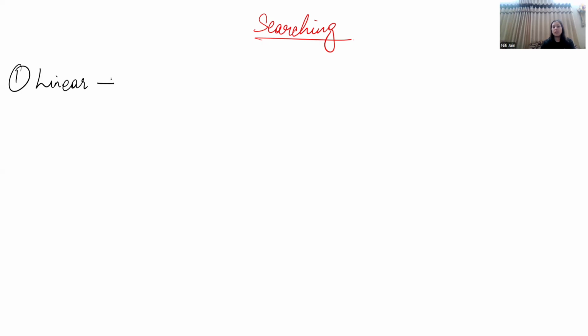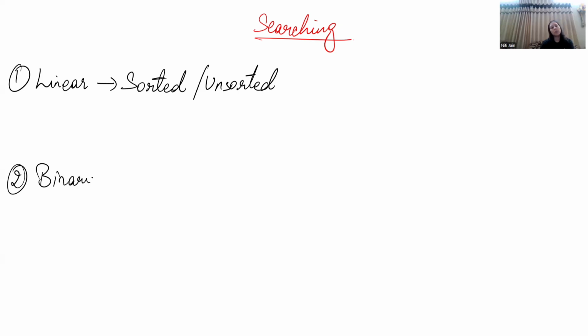Okay. Linear search basically works on sorted as well as unsorted array. Whereas if we talk about binary search, it only works on sorted array. It doesn't work on unsorted array. Linear search is comparatively a slower search and binary search has a better complexity. It is a faster search.